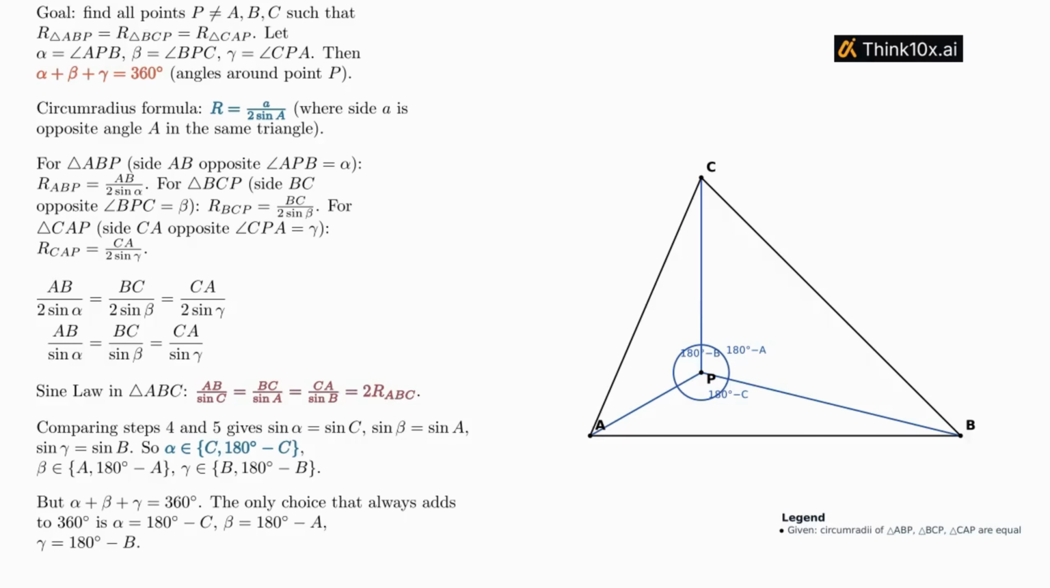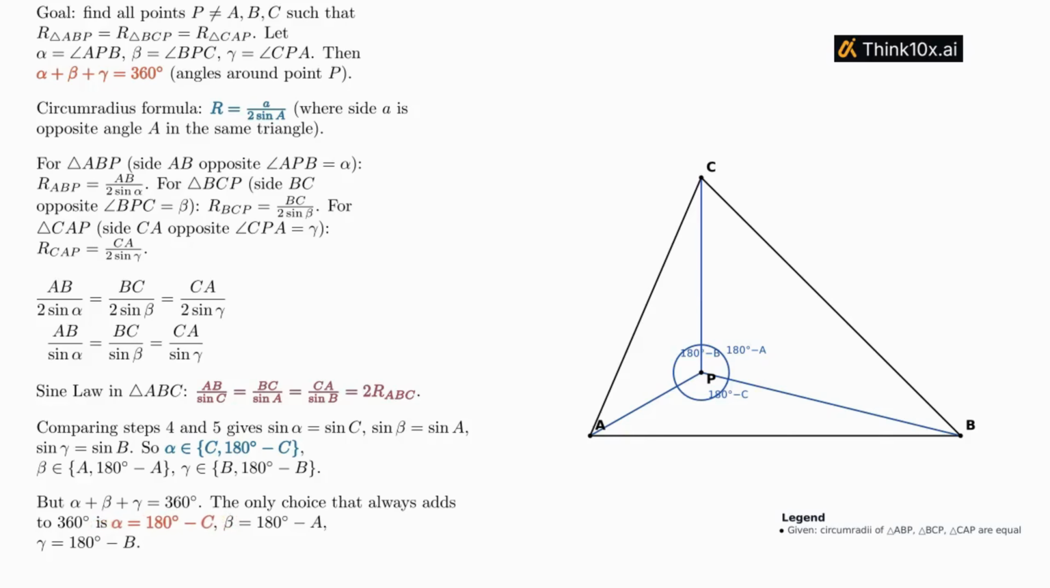In a general triangle, the only consistent way to hit 360 is to choose all three supplements. That works because A plus B plus C equals 180 degrees, so taking all three supplements adds exactly to 360 degrees. This pins alpha down to the supplement of angle C, and the same pattern holds for beta and gamma.